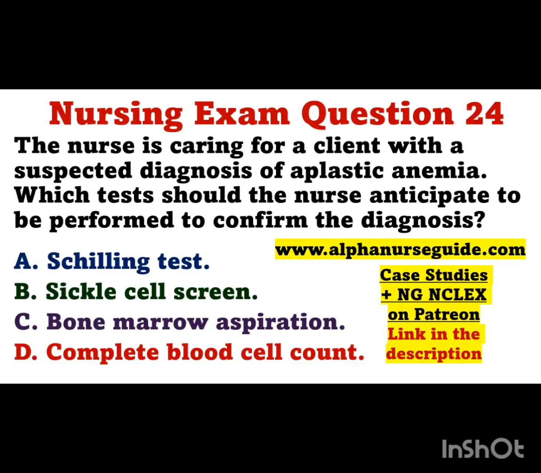The nurse is caring for a client with a suspected diagnosis of aplastic anemia. Which tests should the nurse anticipate to be performed to confirm the diagnosis? A. Schilling test. B. Sickle cell screen. C. Bone marrow aspiration. D. Complete blood cell count.